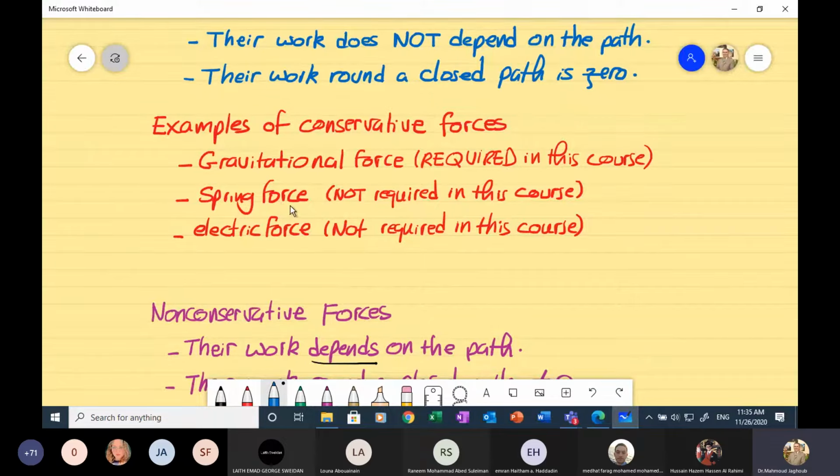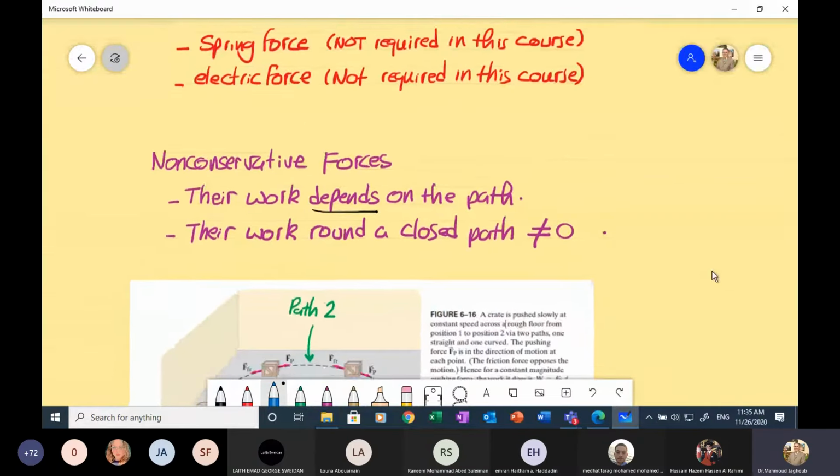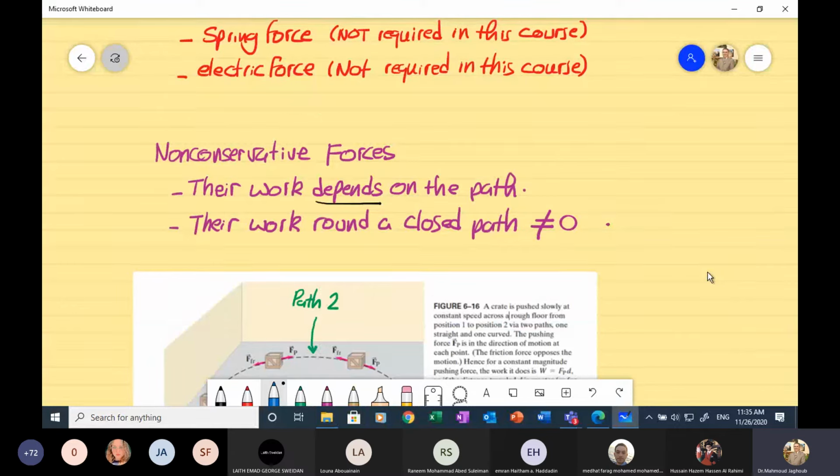Spring force, قوة الزنبرك, is a conservative force, true, but it's not required by you. In this course, we will not be dealing with spring force. Electric force is a conservative force, but it is not required in your course. So what is the only conservative force that is required from you in this course? It is the gravitational force, اللي هي قوة الجاذبية الأرضية. So any other force that you see in this course will be non-conservative. Any other force than the weight, you can take it as non-conservative, because spring force and electric force are not dealt with in this course.